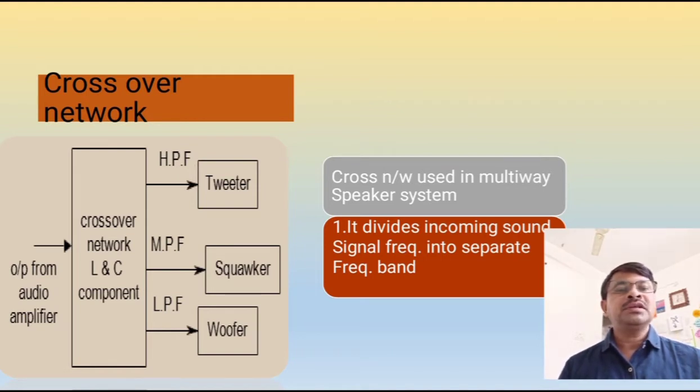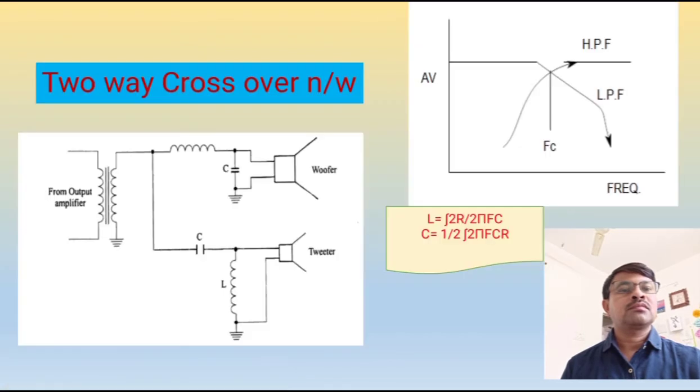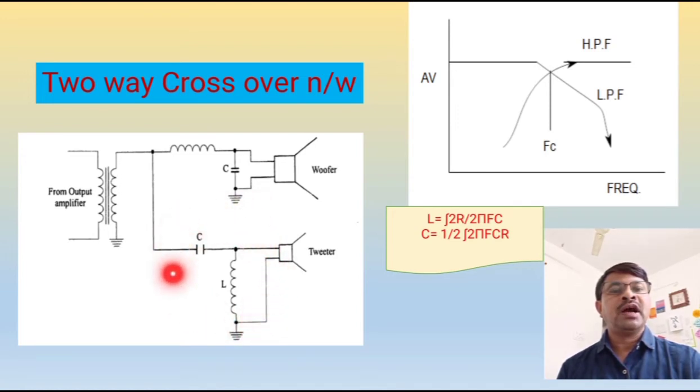It divides the signal into the frequency bands, means high pass filter is used to allow only high frequency to pass to the tweeter. Low pass filter is used to allow low frequency to pass to the Hooper. This is the diagram of two-way crossover network. This is the Hooper speaker, this is the tweeter speaker, and this is the crossover network, that is high pass filter, and this is low pass filter.